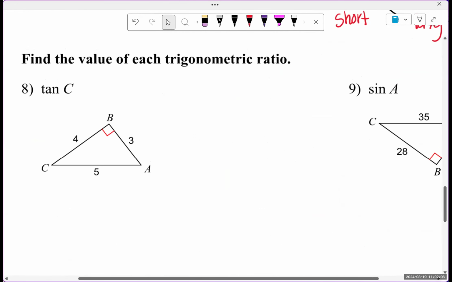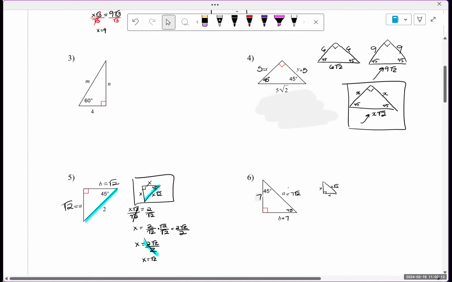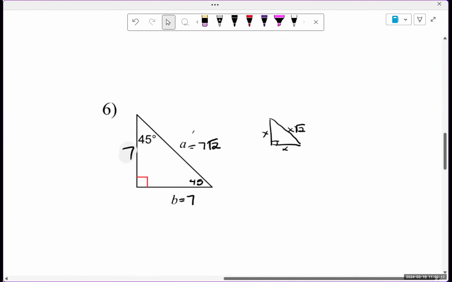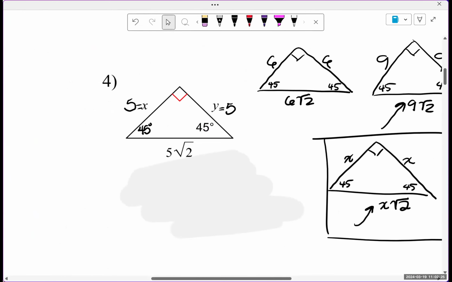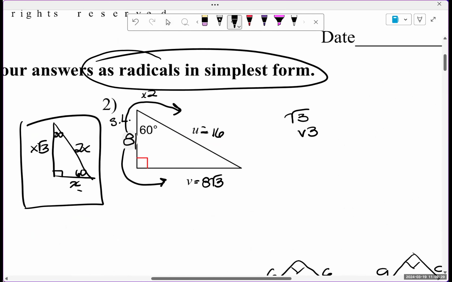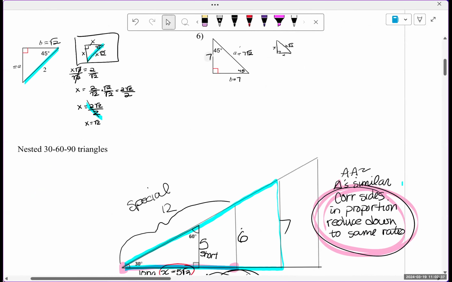Oh, one more thing. Notice if you're doing a 30, 60, 90 triangle or a 45, 45, 90 triangle, one of your answers will be a radical. And the directions will say answers as radicals in simplified form. There's no way to get out of one of them being a radical. Sometimes all 3. That's a really crazy one.